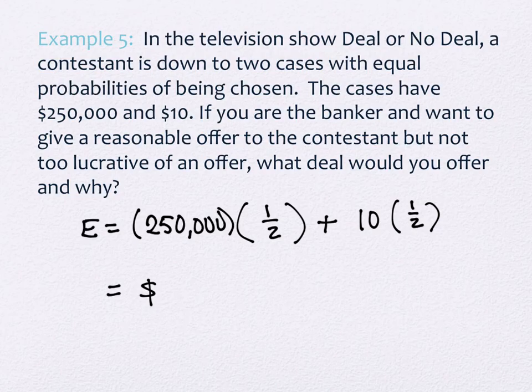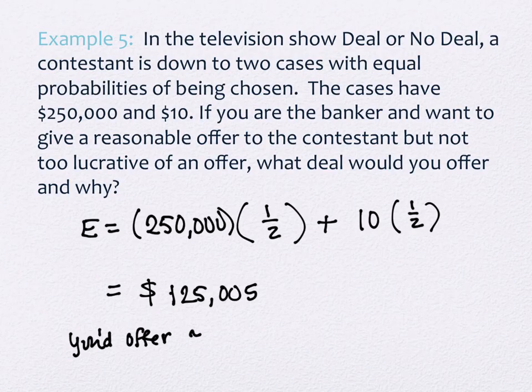Did anybody get a value yet? $125,000. What was it, Jaden? And 5. Yeah, $125,005. This is what you get. So what you would do if you were the banker making the decision to make an offer is you'd offer them around this number. It's got to be pretty close to this number for it to make sense. So you're the banker in this situation. So you'd offer approximately $125,000.